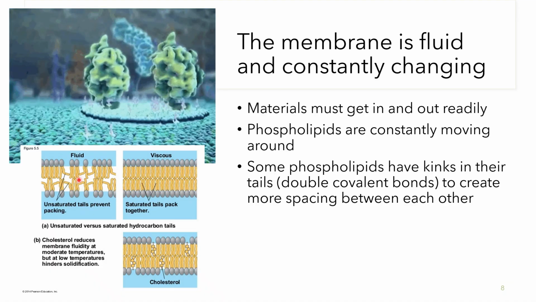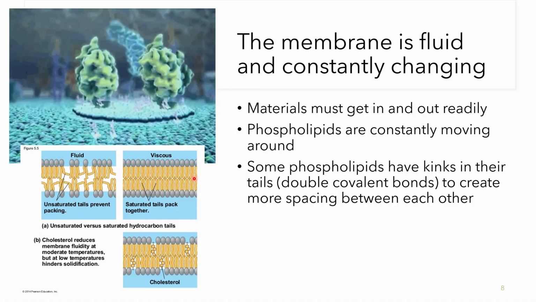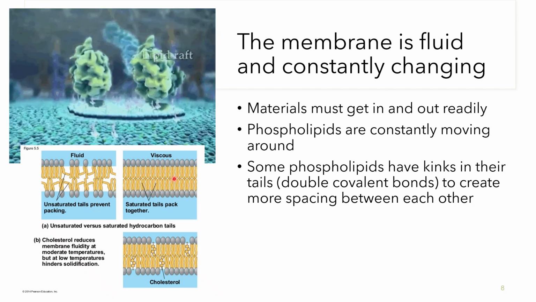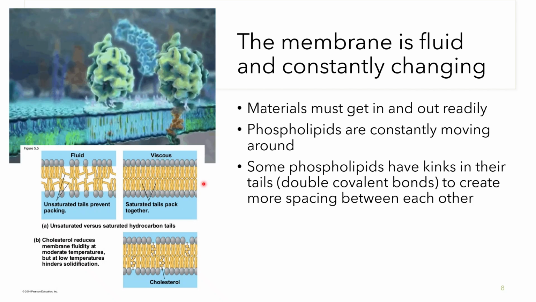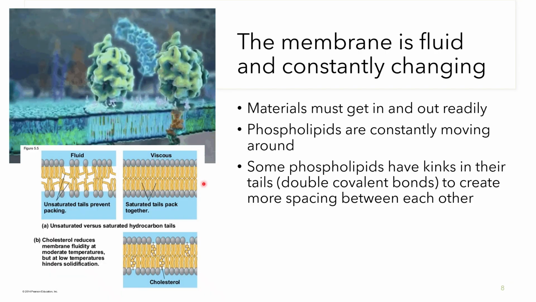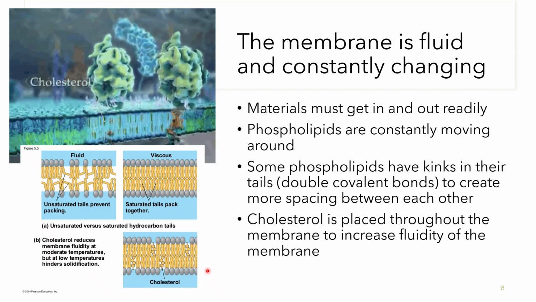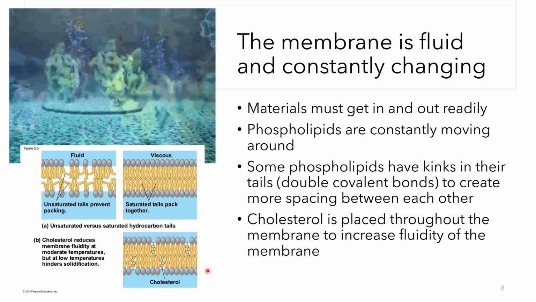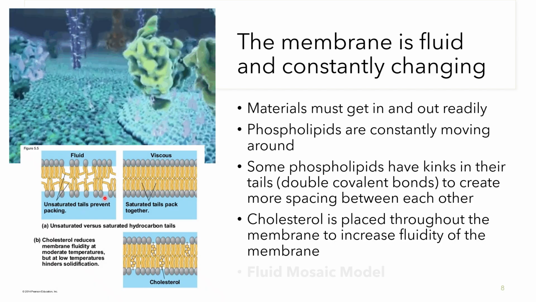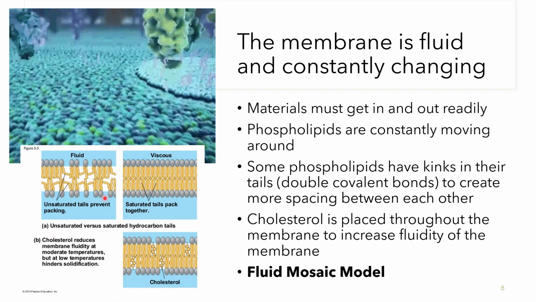So we can see here's that example where this allows it to be a little bit more fluid, but if they were all saturated bonds, they would end up packing together very, very tightly, and this would not be as fluid. It would be more viscous. It would be a little bit more hard, and it would make molecules struggle to get in and out. We also have cholesterol. This is in animal cells. And what it does is it helps to increase the fluidity of the membrane when we are lacking these saturated fatty acids. So overall, we call the membrane a fluid mosaic model.